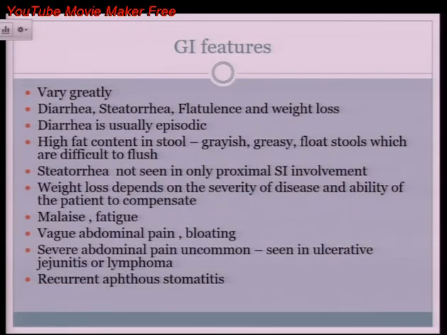GI features can vary widely, and again, this also depends on the extent of involvement of the small intestine. They can have diarrhea, steatorrhea, flatulence, weight loss. Diarrhea is usually episodic. They can have a high fat content in the stool, and usually this is steatorrhea, and they describe their stools as grayish, greasy, floaty stools which are difficult to flush, and they describe oil bubbles in the toilet bowl and things like that. Steatorrhea is not seen in only proximal involvement. It has to be an extensive involvement of the small bowel to have that.